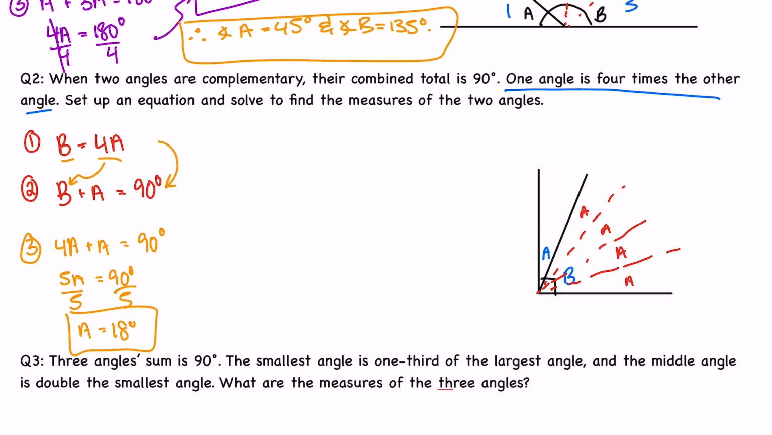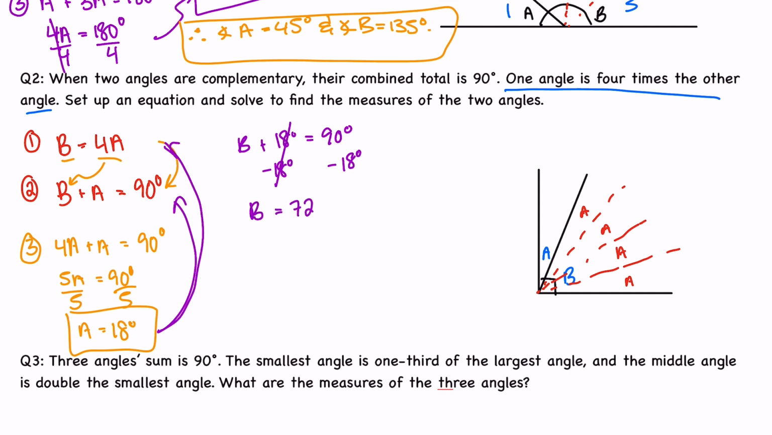We can plug this back into either equation 1 or 2 to solve for B. So I'm going to do the second one this time. So B plus 18 degrees equals 90 degrees. So to get B by itself, we need to subtract 18 degrees from both sides. These would then cancel, and then B would be equal to 90 degrees minus 18 degrees. And so B is equal to 72 degrees. And now we can conclude with a therefore statement.